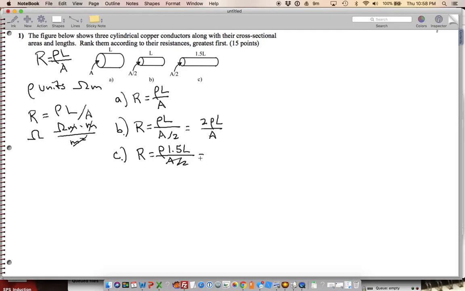So then if I calculate what that is, I'm going to get rho times 2 from here times 1.5 times L over A. So 2 times 1.5 is going to be 3 times rho L over A. So it's asking to rank according to their resistances, greatest first. So I'm going to say that I'm going to have C, and then B, and then A. So let's go on to the next one.